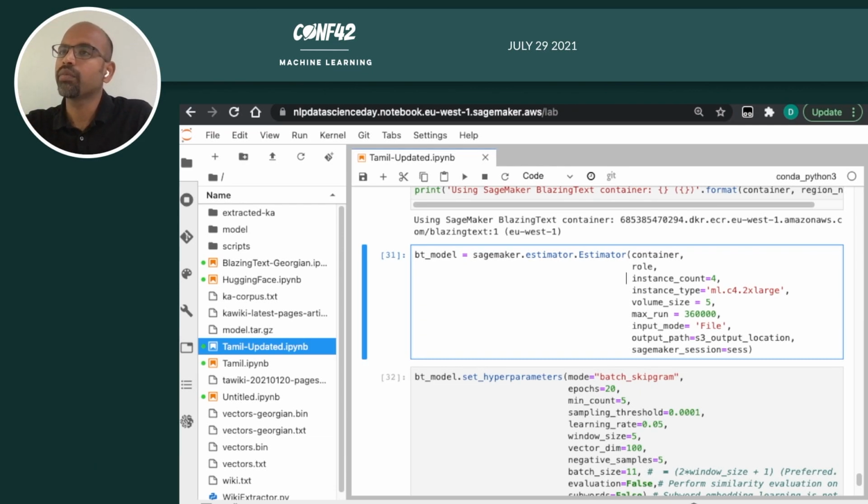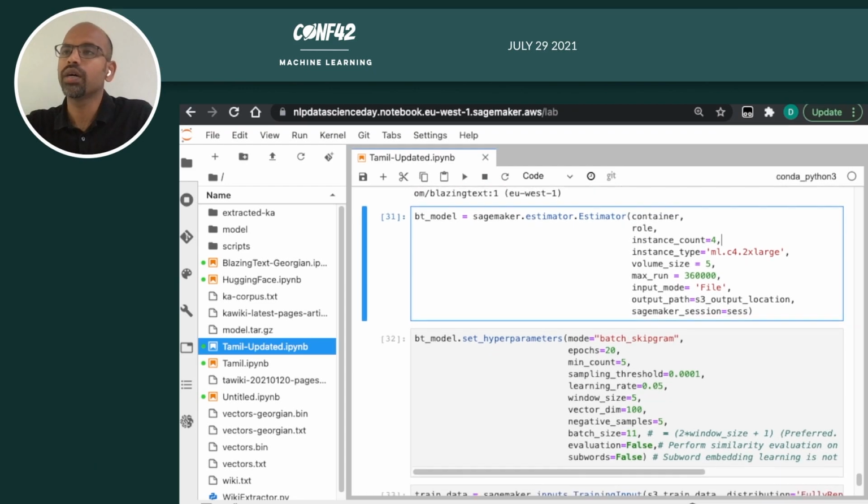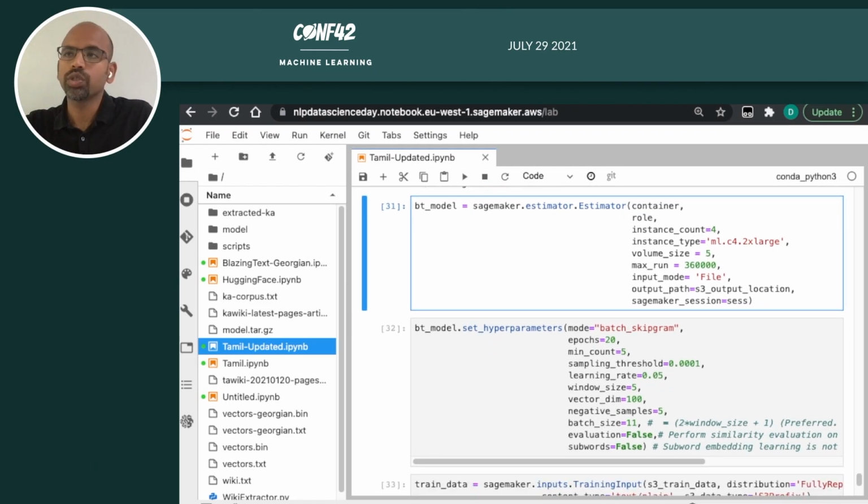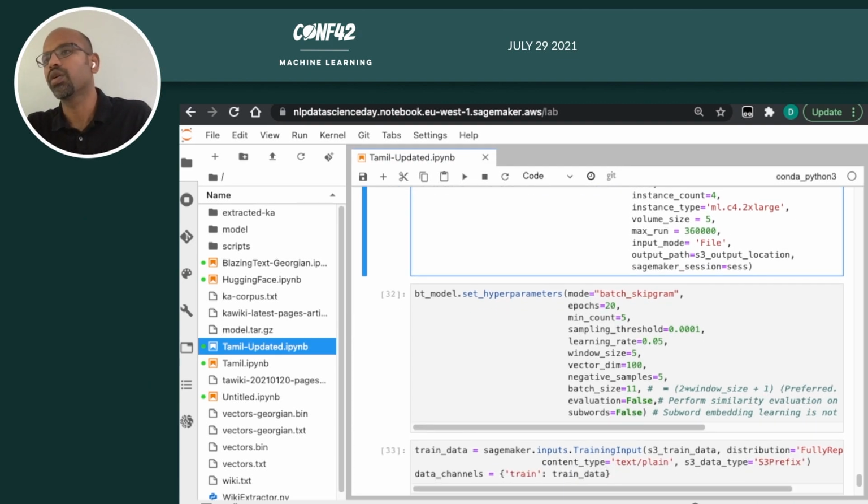We are also giving it the number of instances we want it to use for training. As I said, it is totally dictated by you: what instances are being used, how many instances, what instance type is being used, and what the input mode is. You can choose it to be file, or there is another, more performant option of input mode you could go for.